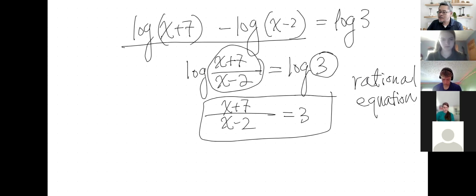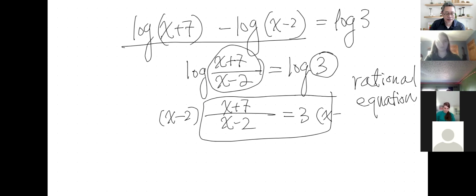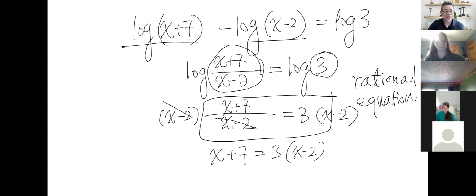I'm not understanding what to do after this. Well, it's times (x minus 2) on both sides. So we turn that into a linear equation. Good. We times (x minus 2) on both sides. The reason we do that is then this got canceled. So we got x plus 7 equals 3(x minus 2). So that's a linear equation, right? And we solve it that way. Make sense? Yeah, I remember this step. I just forgot it.